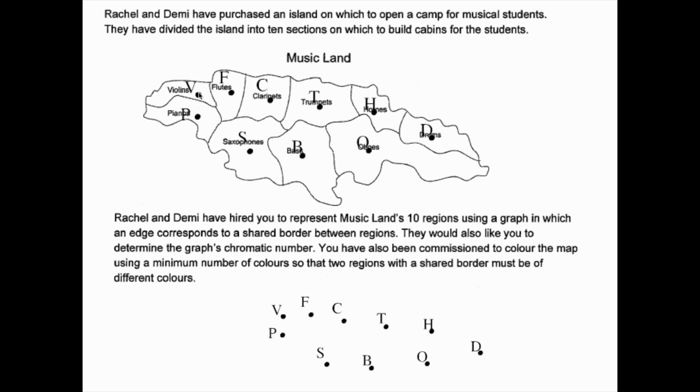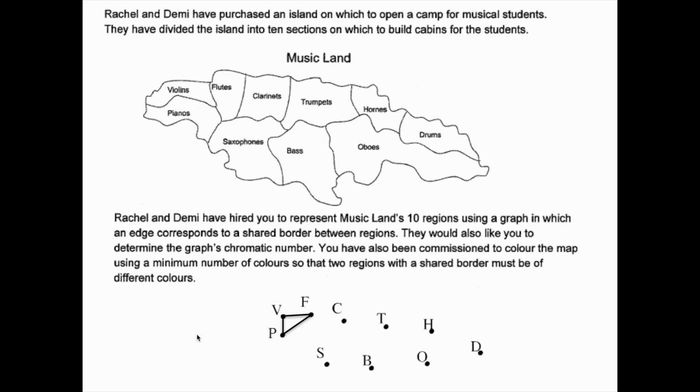Then I'm looking at who violins are attached to. Violins are only attached to the flutes and the piano. I'm going to put a line between the violins and the piano, and the violins and the flutes. Then the flutes are attached also to the piano and to the saxophone. I think I'm going to do the piano next. Pianos are also attached to the saxophones.